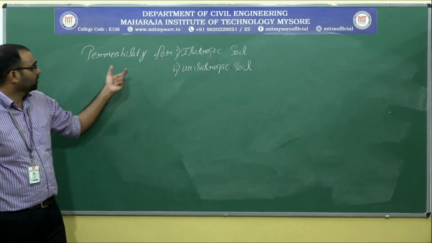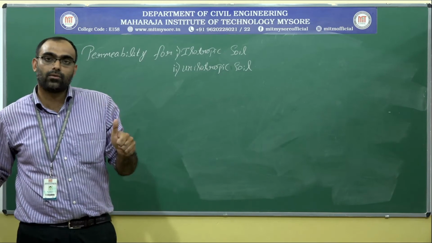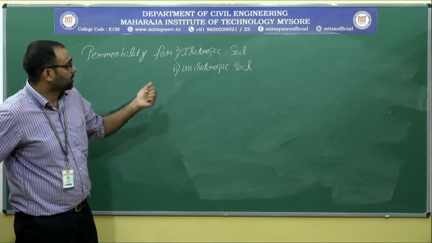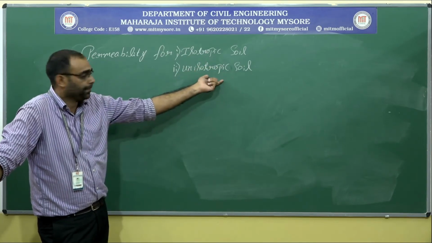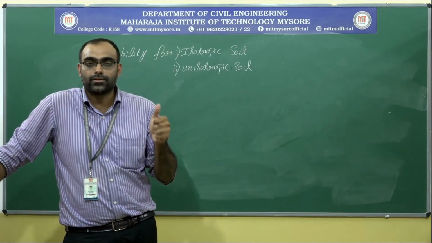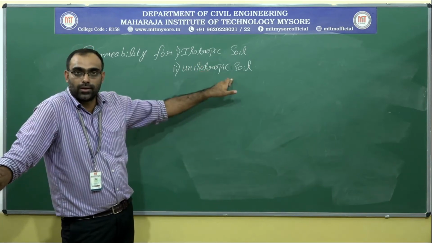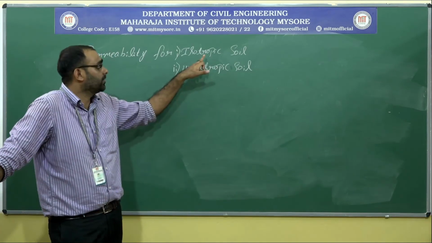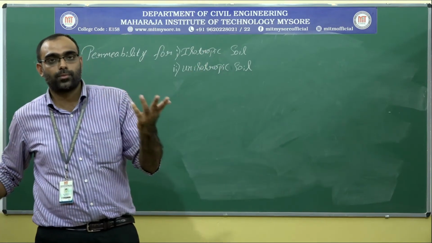As you all know, the definition of permeability is what? The capacity of an aquifer to readily yield the water when you are going to dig the borewell or when you start to extract the water. So let's know about the isotropic soil and anisotropic soil. If you measure the property of the soil in different directions, if the properties of the soil will not be the same in all those directions, then it is called anisotropic soil. And if the properties of the soil remain the same in different directions, such types of soils are called isotropic soil.